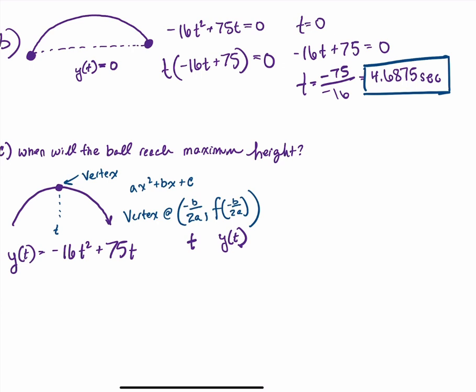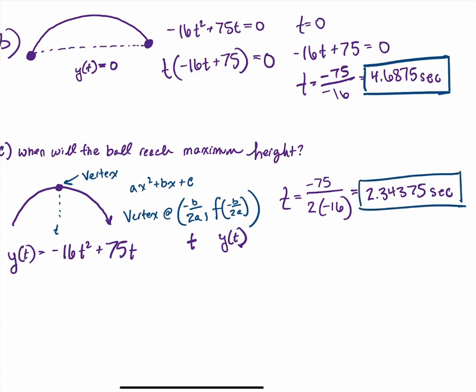So first, let's find what time this occurs at. This would be negative b over 2a, so negative 75 over 2 times negative 16. This gives us 2.34375 seconds. That will be the time that it reaches its maximum.